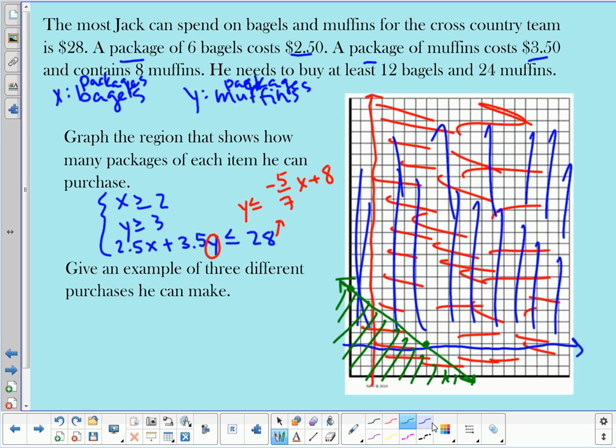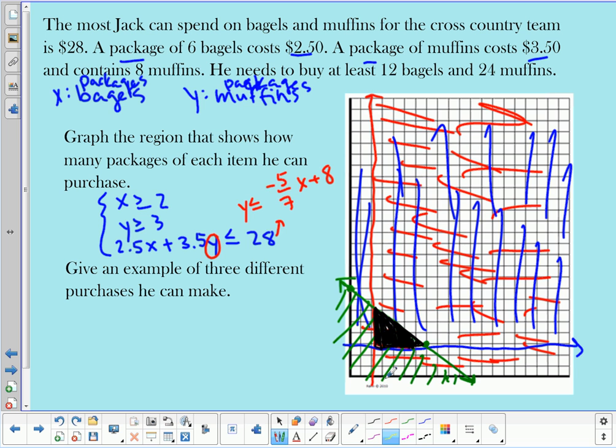So now think about our region that's filled in. Here's one boundary line, here's one boundary line, and here's another boundary line. It's this little triangle in the middle, which kind of makes sense because we have 3 lines that affected this coordinate plane. 3 sides make a triangle. So there's the shaded in overlapping region. It's a pretty small one down in the corner. But then if we look at the last part of this question, it says give an example of 3 different purchases he can make. So anything that's in this black region here is a solution to the system.